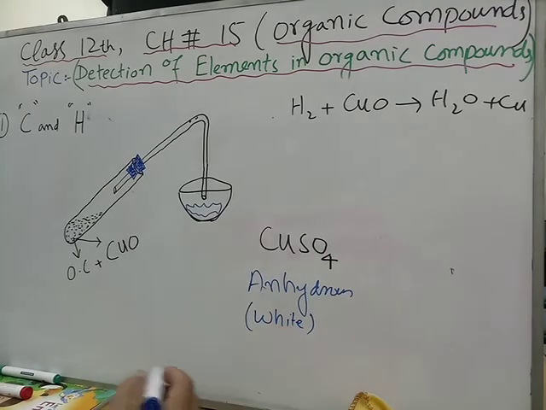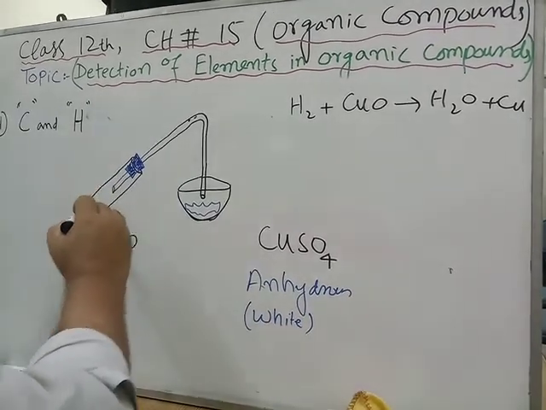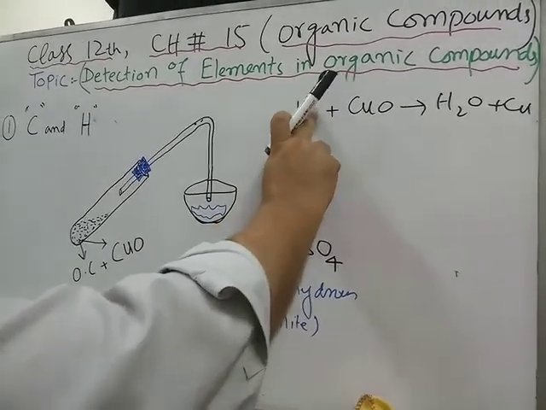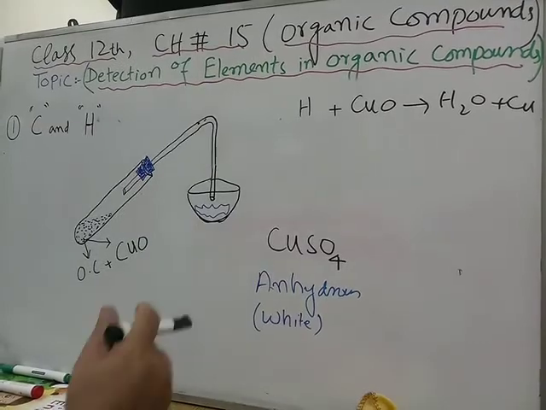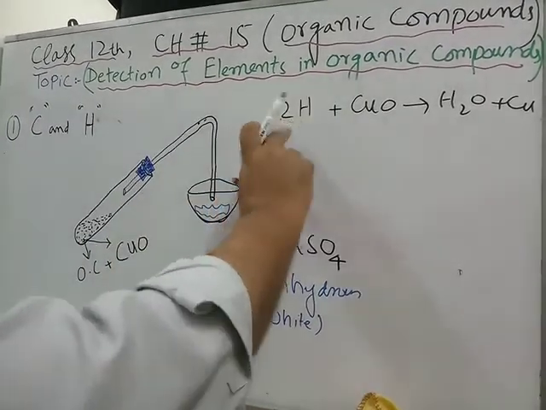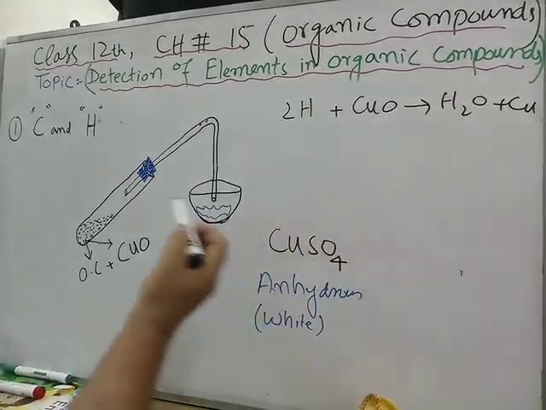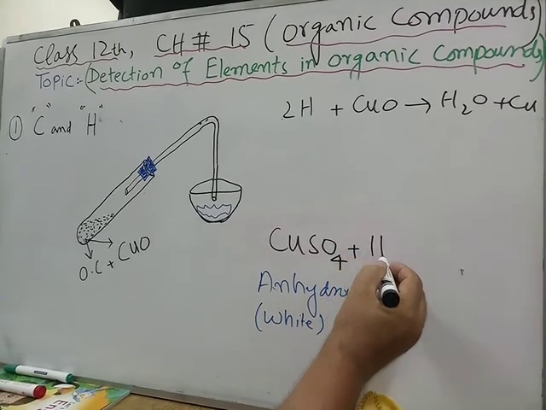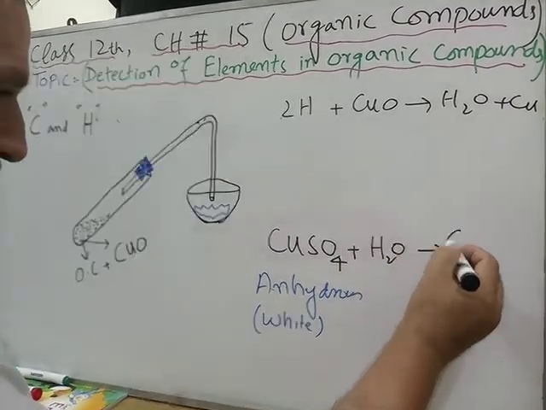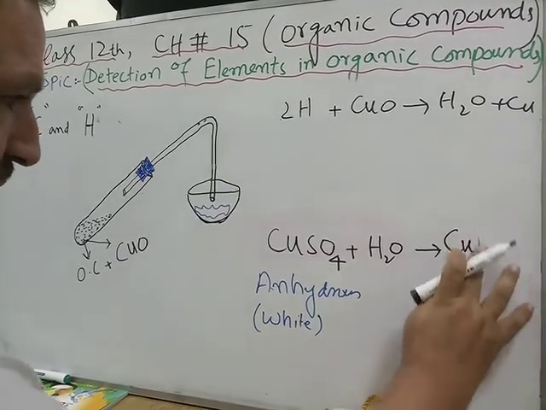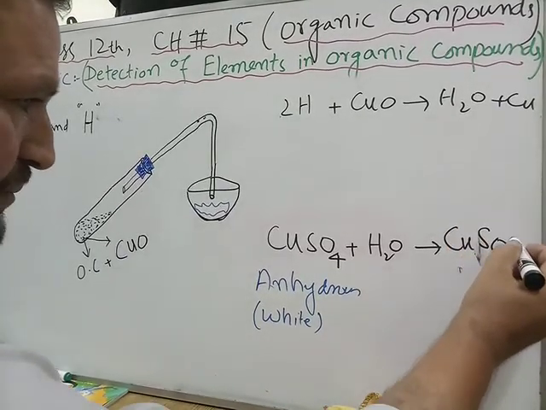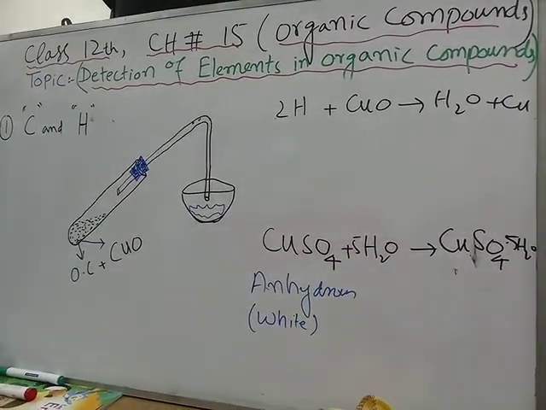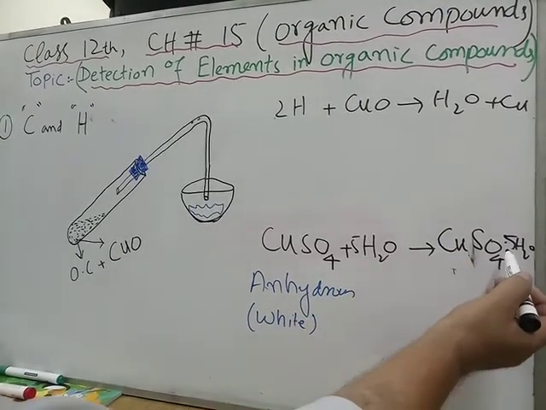White. But when water comes from this tube, which is produced by the oxidation of hydrogen of the organic compound, or you can just write H. So the hydrogen of the organic compound is oxidized by the copper oxide. Water is produced. When water reaches here, it combines with this copper sulfate to produce copper sulfate pentahydrate, 5H2O. Actually 5 water molecules combine with the copper sulfate to produce copper sulfate dot 5H2O.